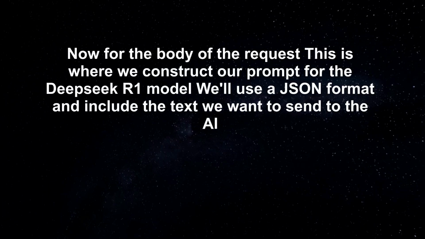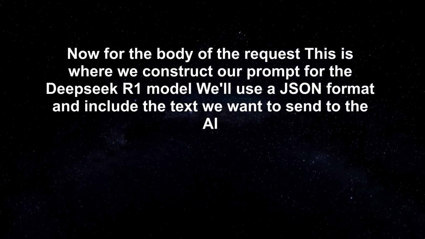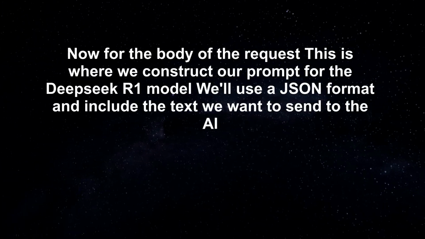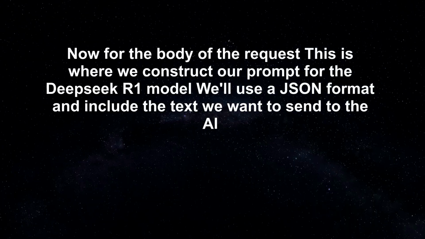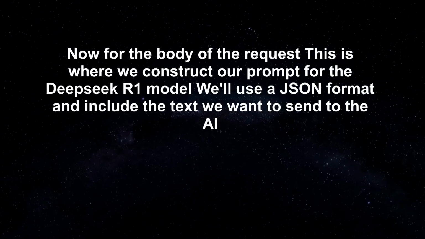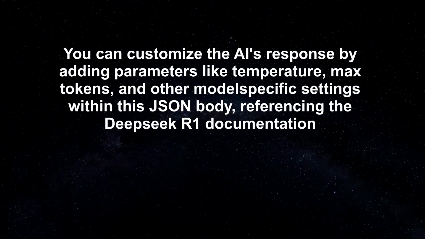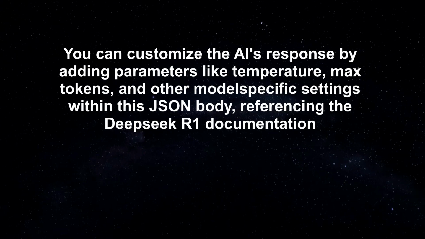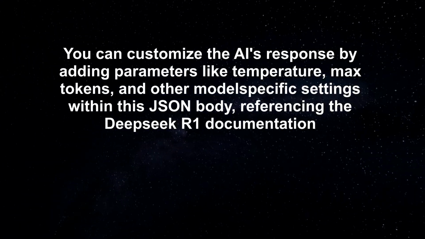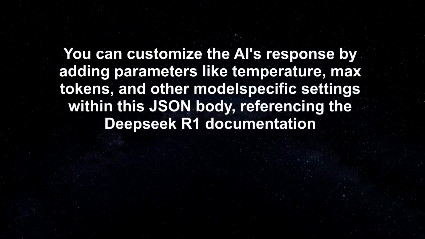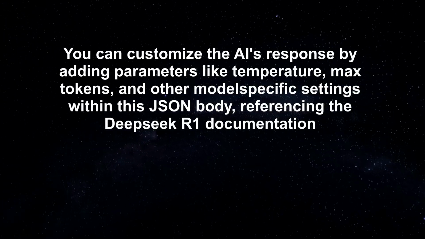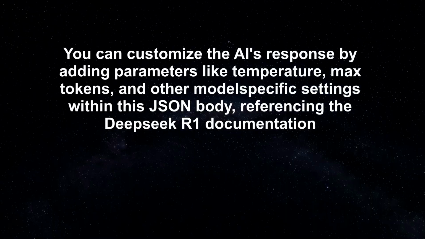Now for the body of the request. This is where we construct our prompt for the Deepseek R1 model. We'll use a JSON format and include the text we want to send to the AI. You can customize the AI's response by adding parameters like temperature, max tokens, and other model-specific settings within this JSON body, referencing the Deepseek R1 documentation.